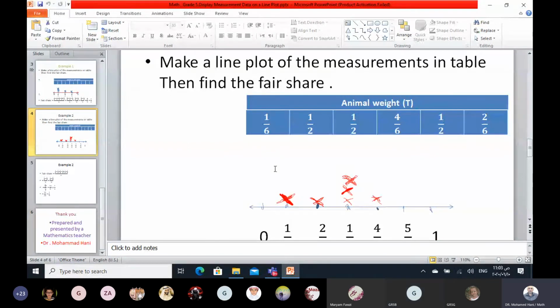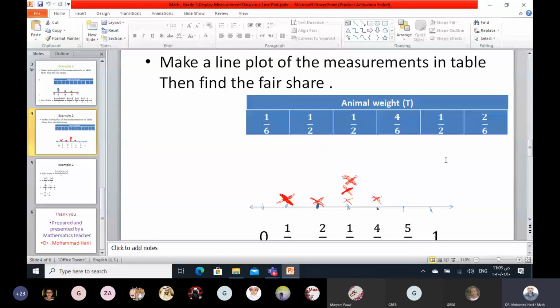When you want to find the fair share, go to the data. This is the data. Inside the data you have numbers as fractions. So the first step is to add all the fractions: 1/6 plus 1/2 plus 1/2 plus 4/6 plus 1/2 plus 2/6. Then divide by the amount of the numbers.